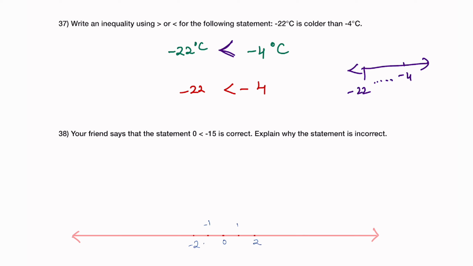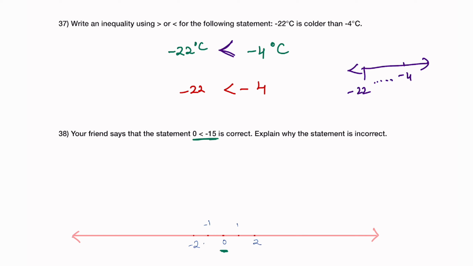Okay? The next. Your friend says that the statement 0 is less than minus 15 is correct. What? 0 is less than minus 15. Oh God, there is a minus sign. See, this is what happens. They don't read it well. Your friend must have read it as 0 less than 15. Or sometimes, when you are solving this question, you would also read it as 0 less than 15. And you would be like, yeah. And because you already know that your friends don't lie. So be careful. It's 0 less than minus 15.